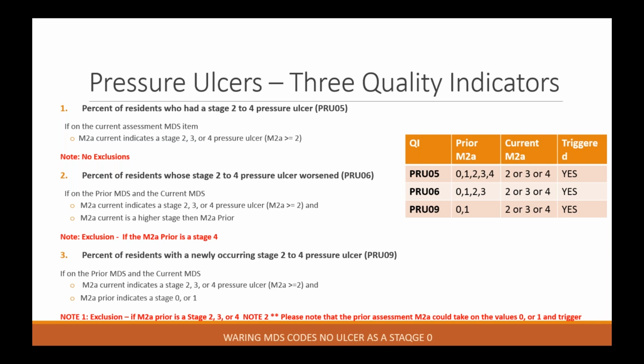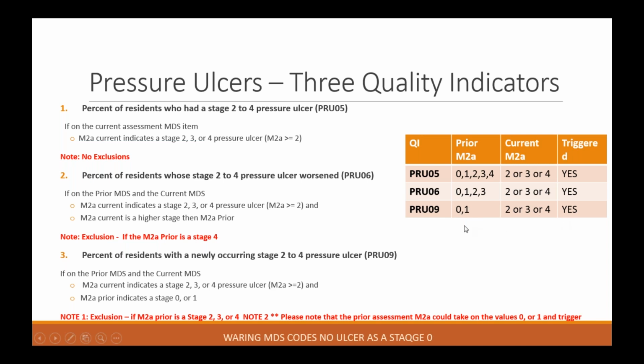Okay, so all we want to know here is what you had on the prior assessment. Now for the next indicator where we're looking at decline, you can see the prior could be 0, 1, 2, or 3, but now you're a 2, 3, or a 4. Okay, so as long as you're higher, then you've declined. And obviously you can't be a 4 on the prior because you'd be excluded. And for the last indicator, if the prior assessment was a 0 or 1, and now you've got a 2, 3, or 4, then you're going to trigger.